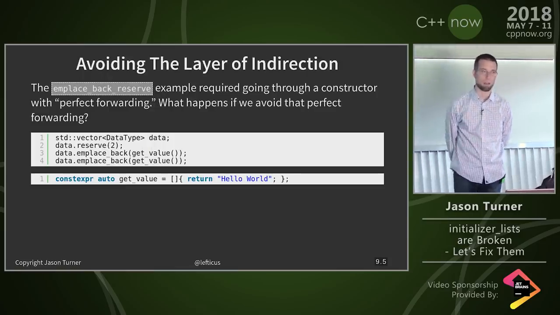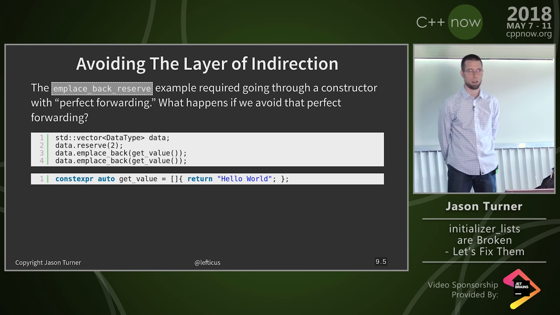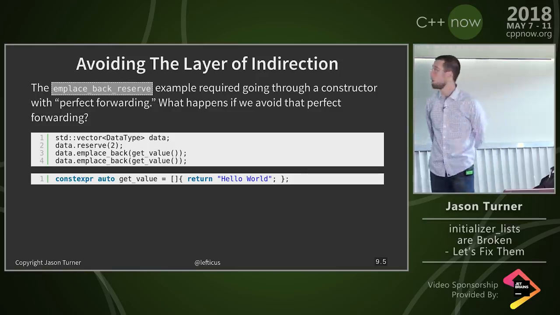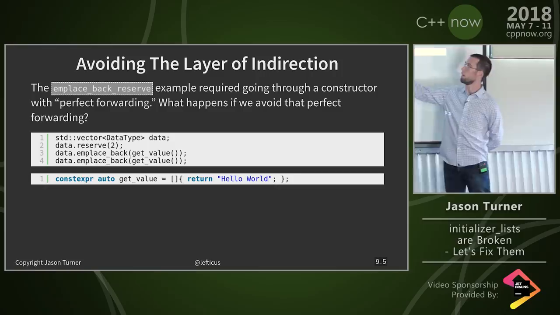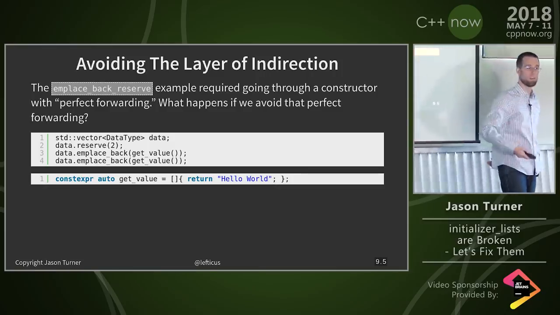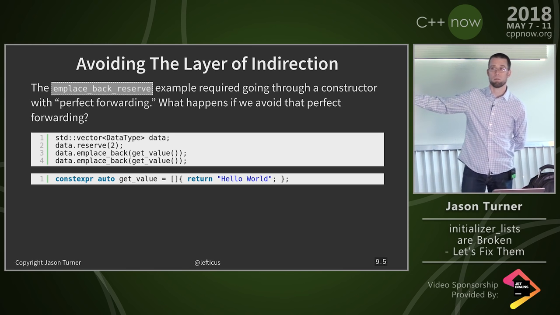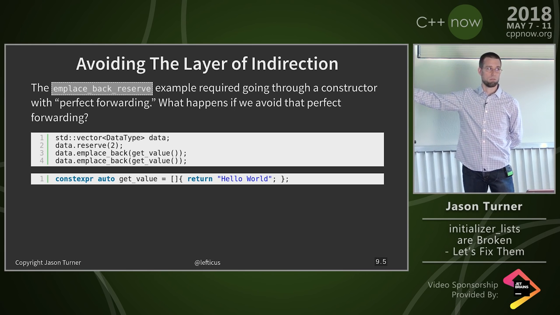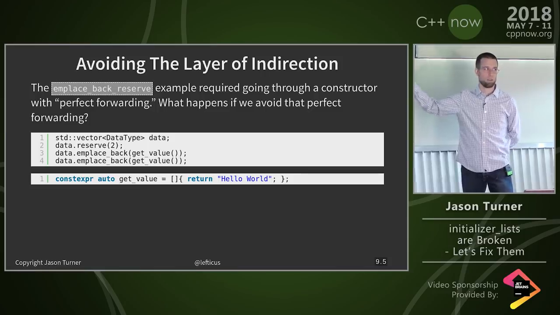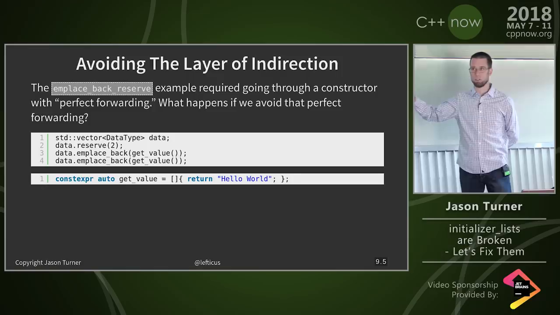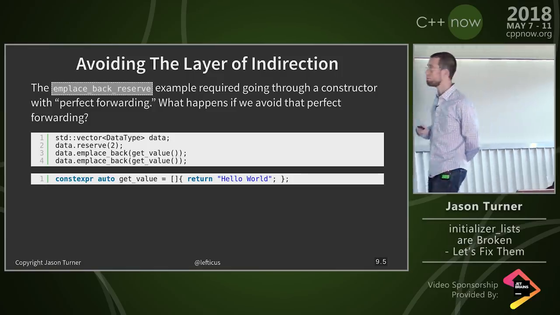Our in place back with reserve had a layer of indirection, right? Because we are passing a variadic pack to the constructor. So I wanted to say, well, what happens if I instead do this reserve and then an in place back of the constructor call each time? Which in place back matters now, because I'm returning a const char star, and place back is going to call the constructor for standard string, as opposed to creating a standard string, then forcing it to be moved in.